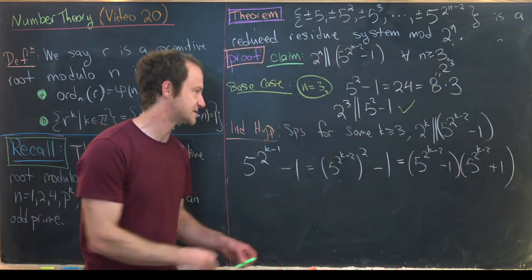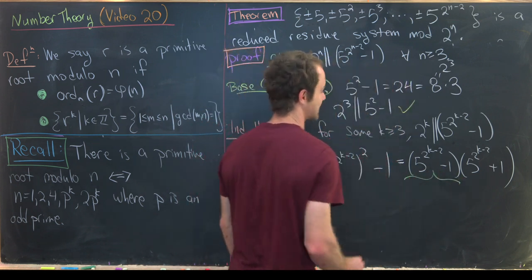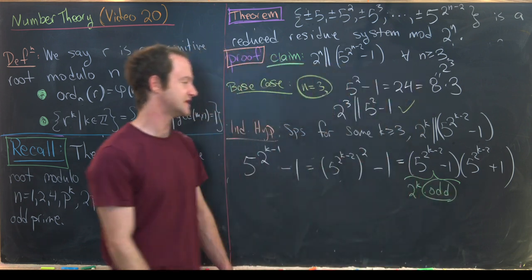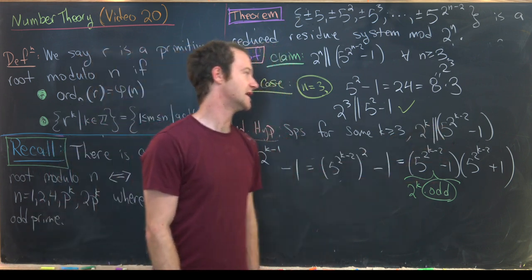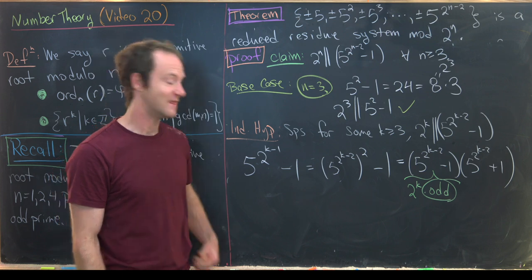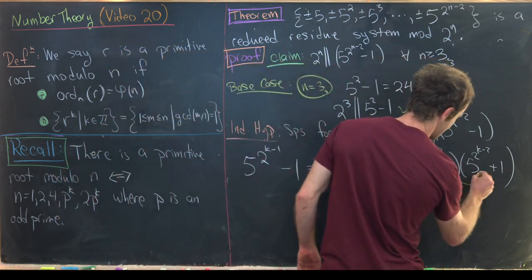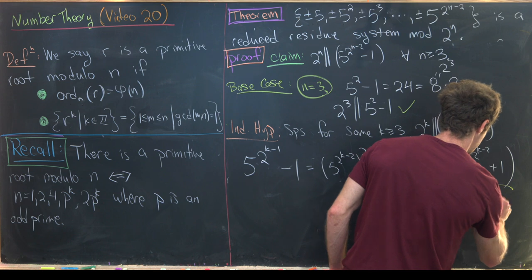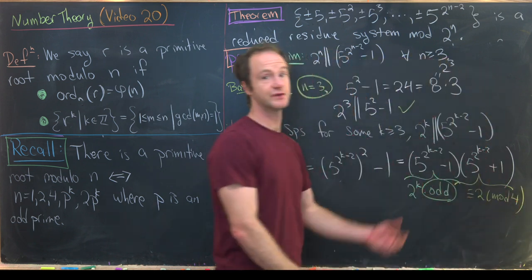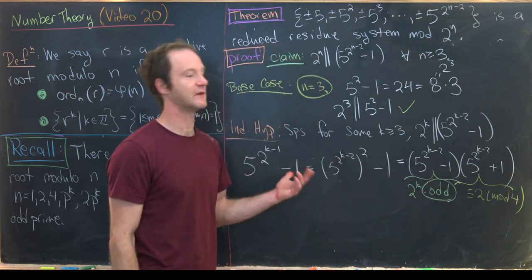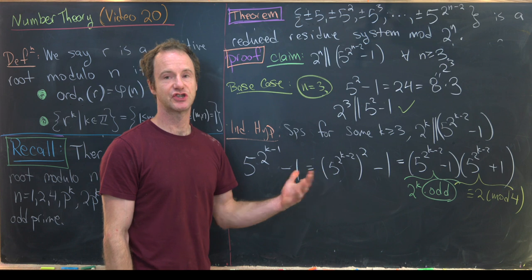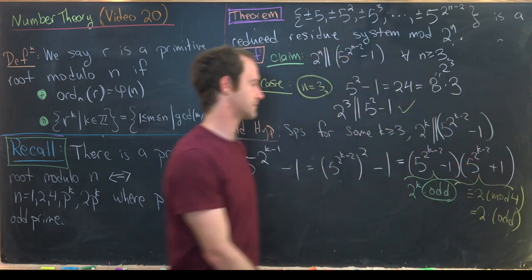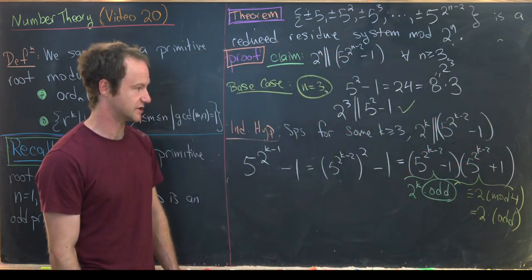And now notice by our induction hypothesis, this guy right here is equal to 2 to the k times an odd number. We know it's equal to 2 to the k times an odd number because 2 to the k is the largest power of 2 that divides into that. Then we can easily see that this guy right here, 5 to the 2 to the k minus 2 plus 1, is congruent to 2 modulo 4. Just reduce that thing mod 4. 5 is 1 mod 4. You've got 1 plus 1, which is 2. But everything that's 2 mod 4 is equal to 2 times some odd number. That's a defining characteristic of things that are congruent to 2 mod 4.